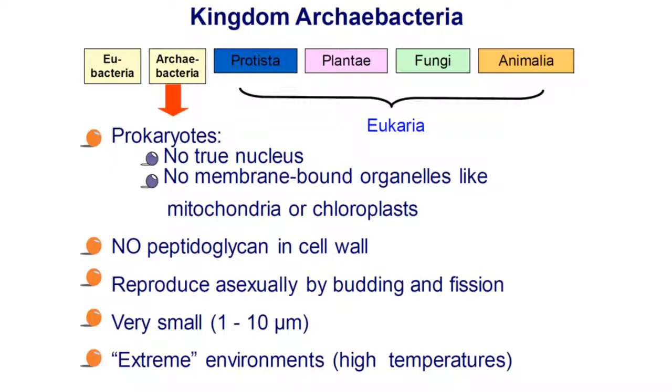Kingdom Archaebacteria is prokaryotes. Here there is no true nucleus, and no membrane bound organelles like mitochondria or chloroplasts. No peptidoglycans in the cell wall, they reproduce asexually by budding and fusion. The size is very small, like 1 to 10 micrometer. They are adaptable to extreme environments.